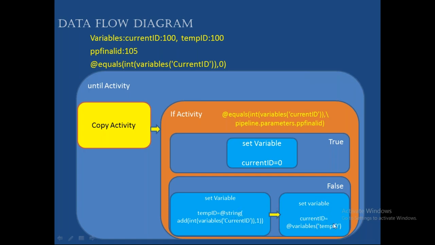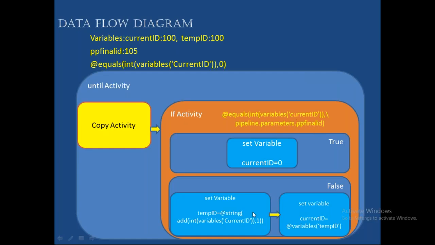Now that 102 value I will assign to the current ID. Now come back here: is 102 equal to 0? No, false again. Come to the copy activity and execute it. Once the copy activity is finished, come here: is 102 equal to 105? No, right? So come to false, 103. Is 103 equal to 0? No, false. Copy, increase to 104. Is 104 equal to 0? No, execute 104. Is 104 equal to 105?